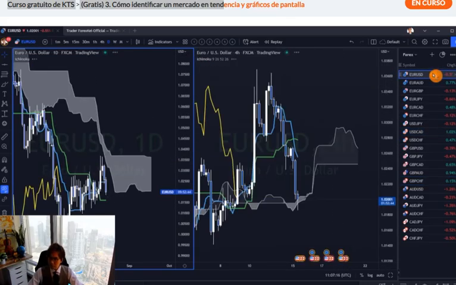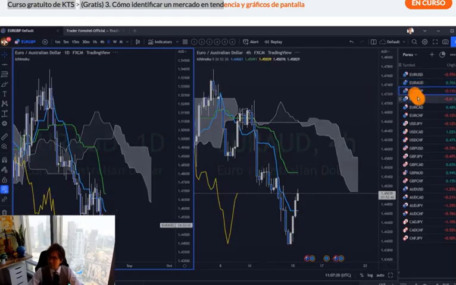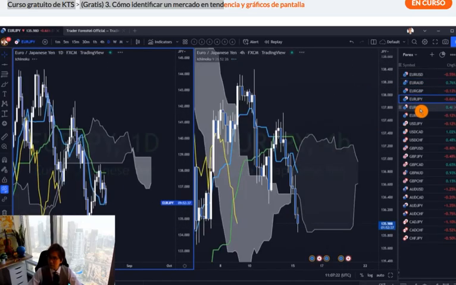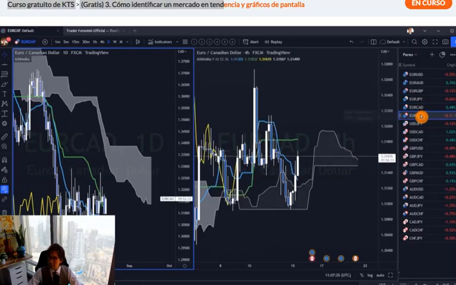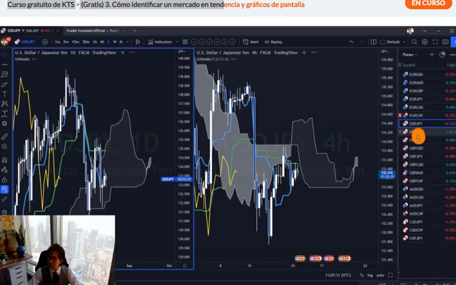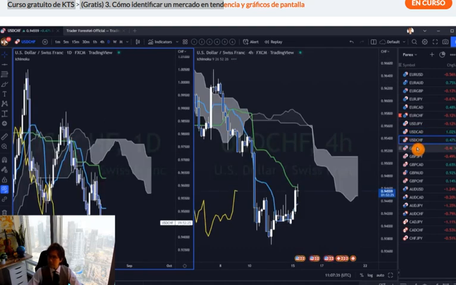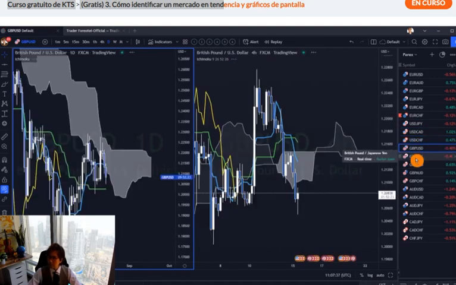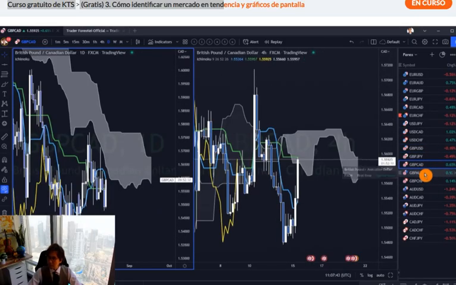So let me first start. Euro USD is flat. Euro AUD is also flat. Euro Pound is also flat. Euro JPY is flat. Euro CAD is also flat. Euro Swiss franc is down. USD JPY is flat both time frames. USD CAD is flat. USD Swiss franc is flat. Pound USD is flat also. Pound JPY is also flat. Pound CAD is also flat.